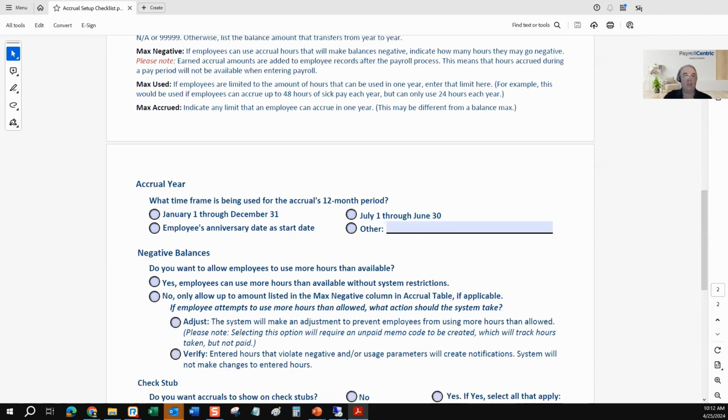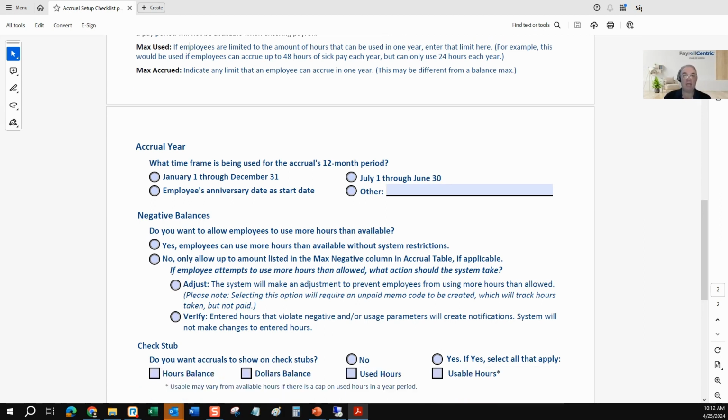And then the accrual year: what time frame is being used for the accruals, a 12-month period? This will go towards how we zero out the usage so that it's not carried over and over and over again. So you look at it and you'll see that they've used like 2,000 hours of sick time because we didn't set it up to where it would zero out at the end of a period. And this is where you can let us know what the accrual's 12-month period is. We have calendar years, employees' anniversary dates, even July 1st through June 30th. There are some that are set up like that, or any other that you have.